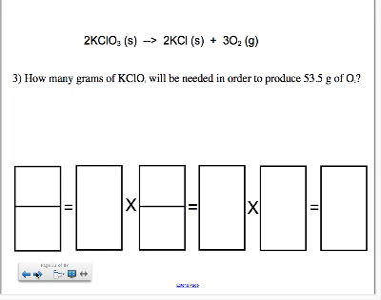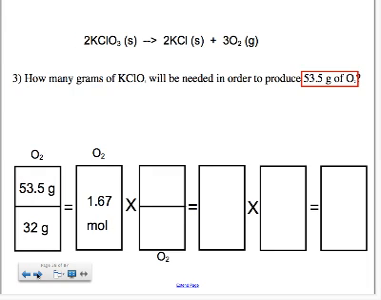It's just that our known is a product and our unknown is a reactant. But you're going to set it up all the same. First, our known is O2, and it's 53.5 grams. I'm going to put O2 on those boxes. I'm going to put 53.5 grams in the top. The mass for O2, we've used it a couple times already, it's 32 grams. So 53.5 divided by 32 gives me 1.67 moles of O2.